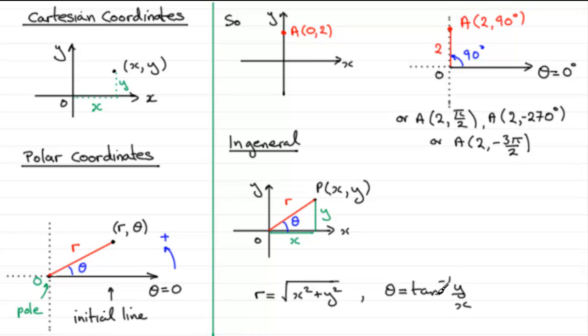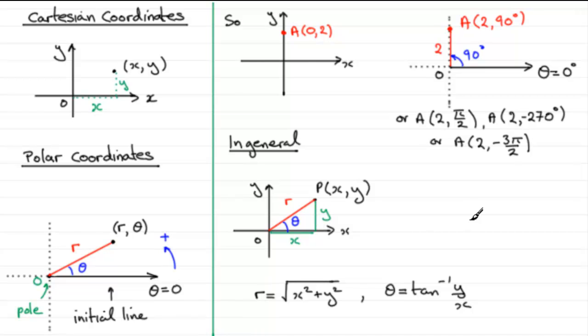But we're going to need to take care in problems like this when we're trying to work out what theta is, because our point P could well be in the second, third or fourth quadrant. So we'll do examples on this later, but we do have to take care over that angle theta.